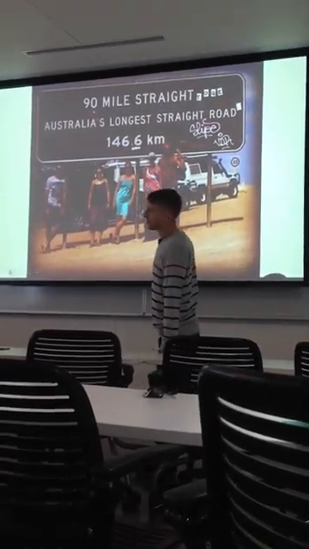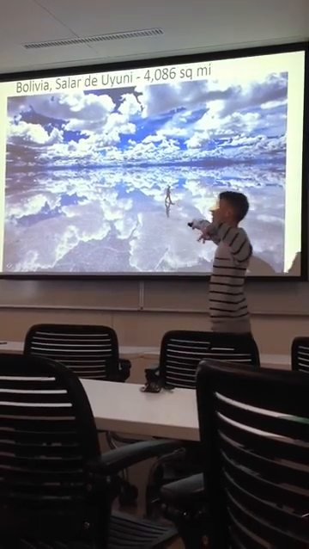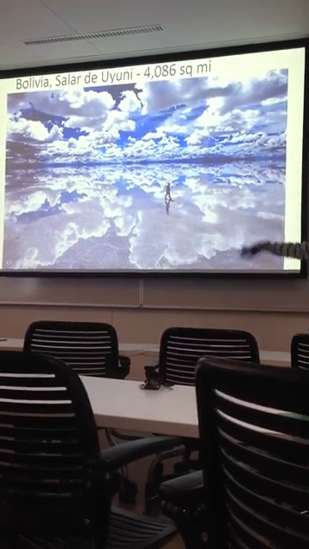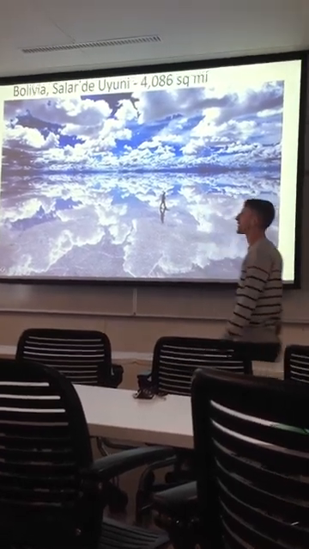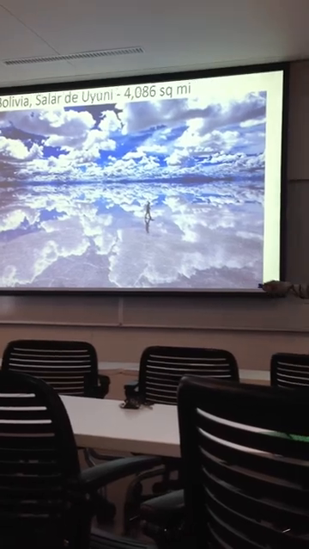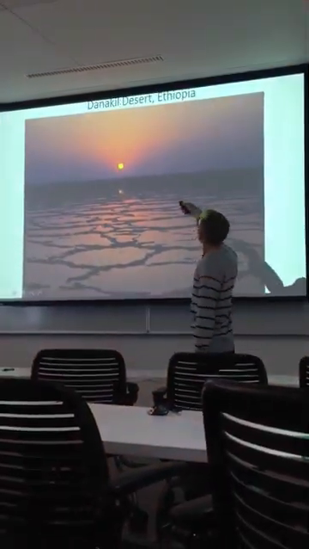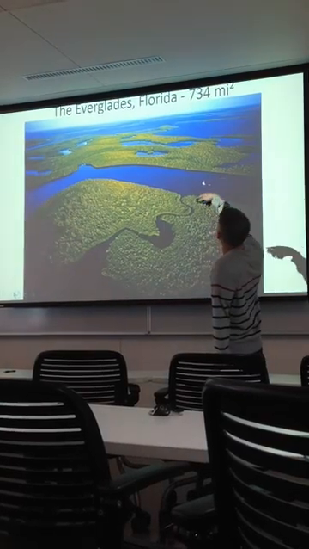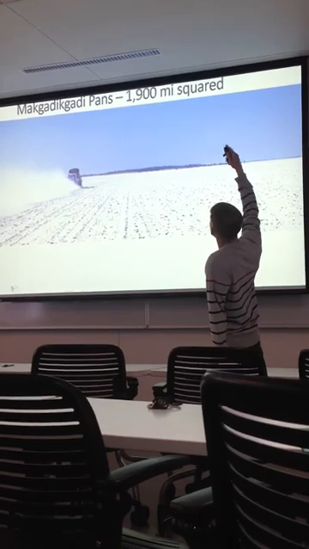Zero curvature. Bolivia Salt Flats, this is one of my favorite ones. This is the only one I thought existed until I looked more into it. Bolivia Salt Flats, 4,000 square miles flat. Where is the curvature? Danakil Deserts, the Everglades, Florida. All over the world.